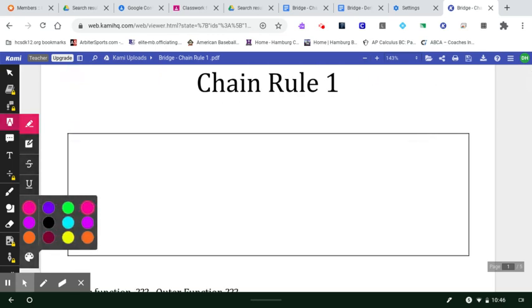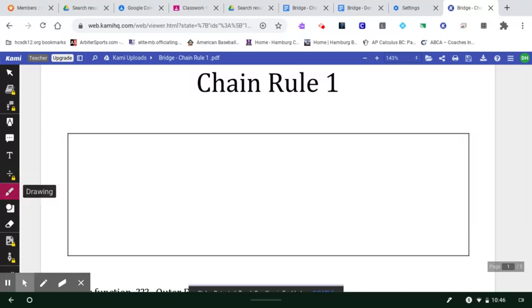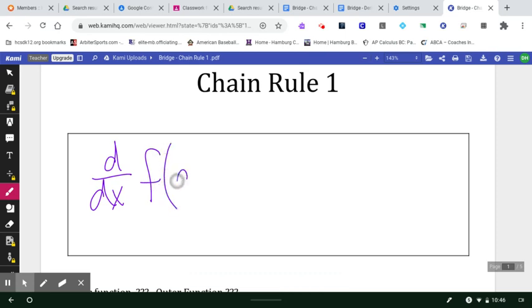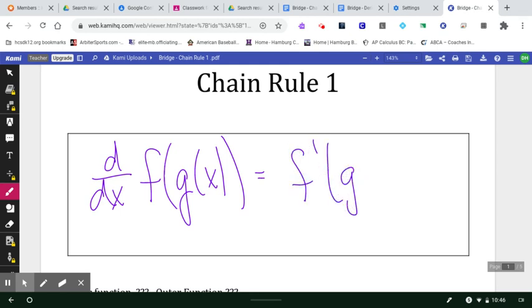I'll give you the formal definition to start with here. If I want to take the derivative of f of g of x, I get f prime of g of x times g prime of x. All right, so what's the big deal about chain rule?